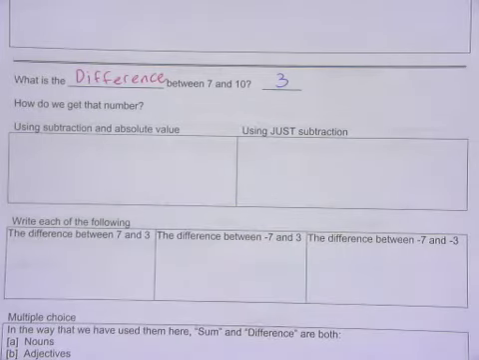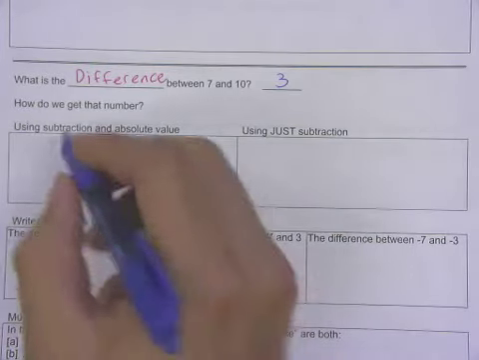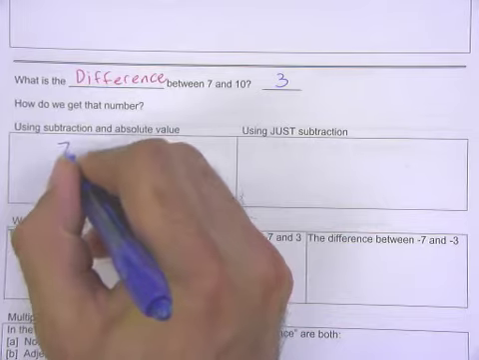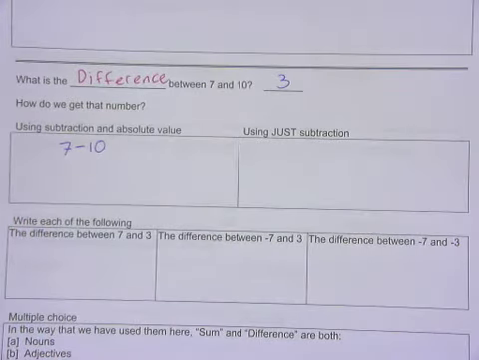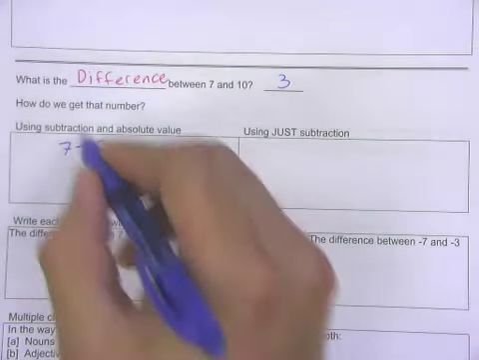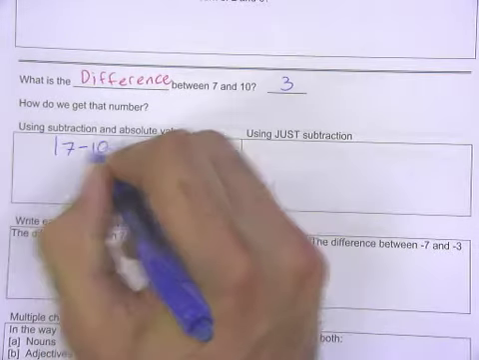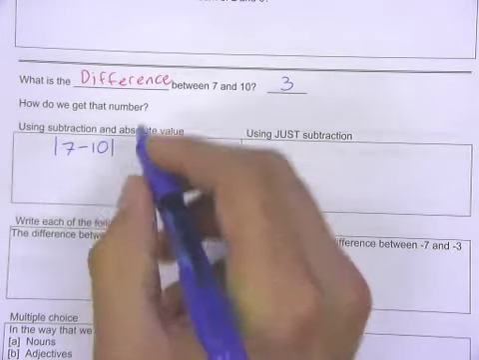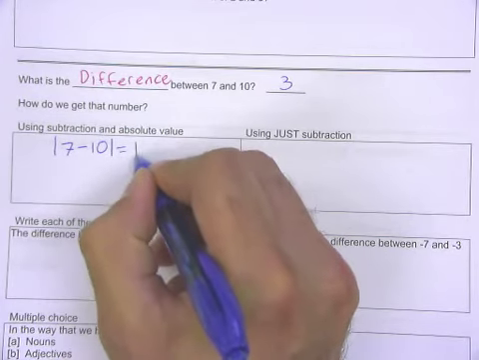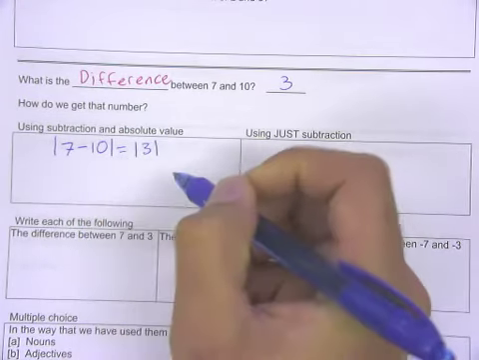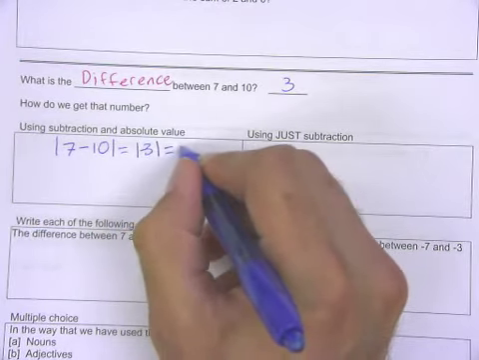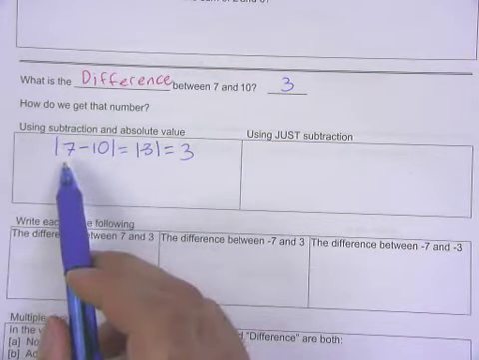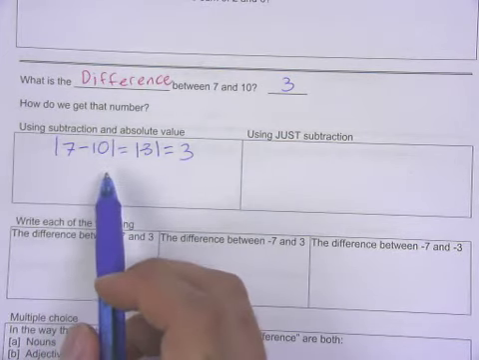We might want to say, well, for difference we just use subtraction, right? But if you just use subtraction all by itself, you might do something like, say, 7 minus 10. But does 7 minus 10 equal 3? It doesn't. It equals negative 3. So what we can do, though, is say that it's the subtraction inside of absolute value, because that would give us the absolute value of negative 3, and the absolute value of negative 3 is 3. So that's one way we can find the difference between 7 and 10.